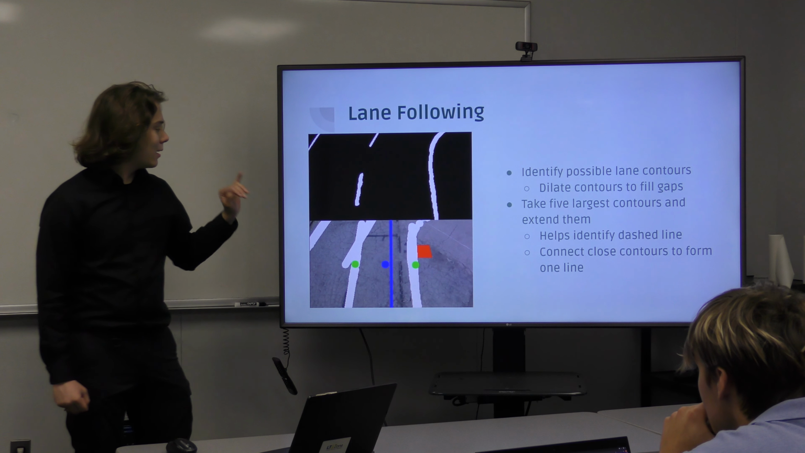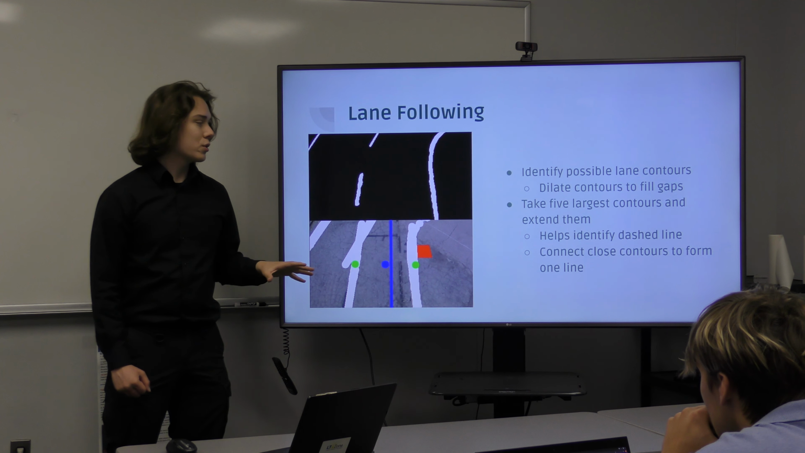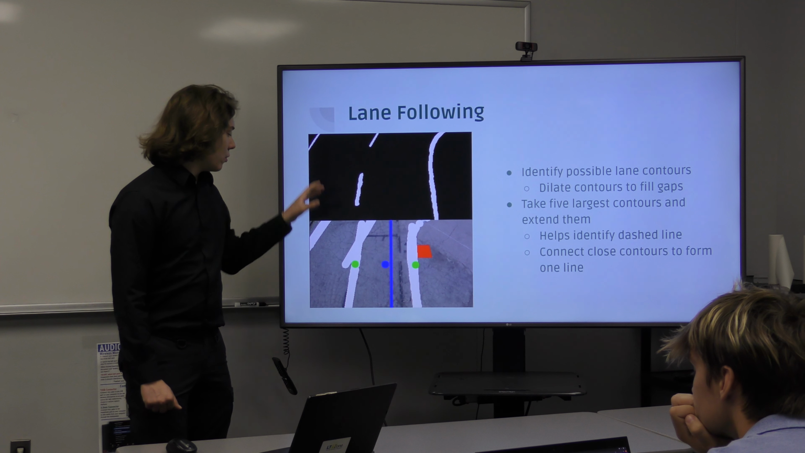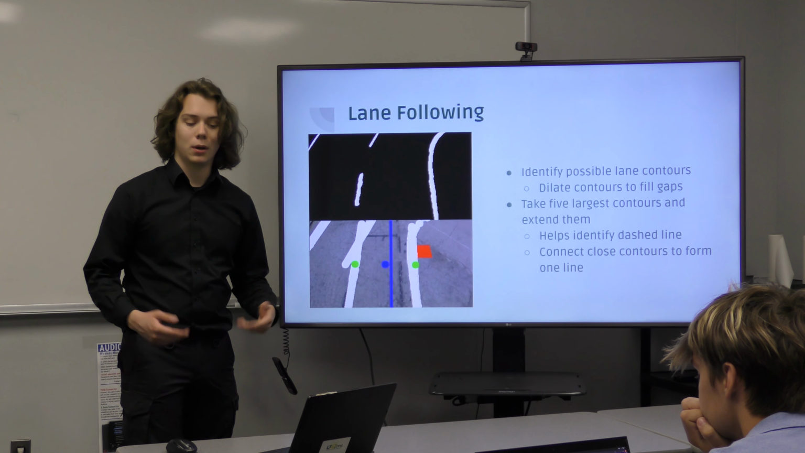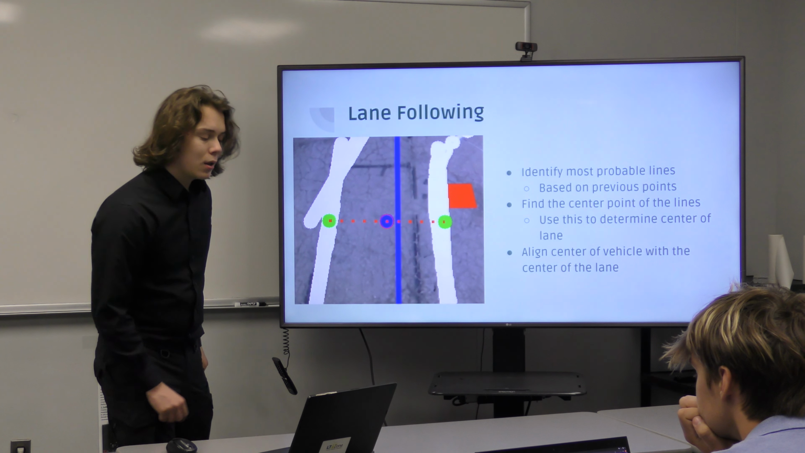It will then take the 5 largest contours and extend them. So you can see right here you have the dashed line, and right here you have 2 sort of lines that connect together. And that's because it extends those contours together, making it into one more well-defined line that it can follow in a more smooth pattern rather than jittering around the corner. This helps it identify the dashed line, and it also gives it the cleaner turn that you're looking for when going around the corner.